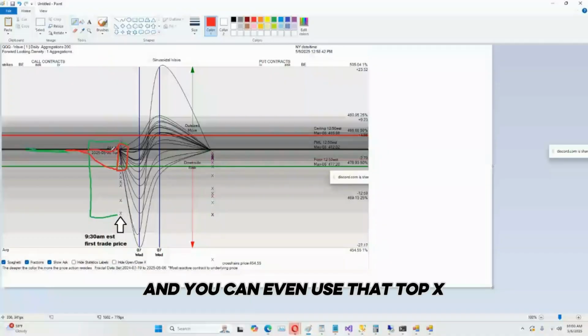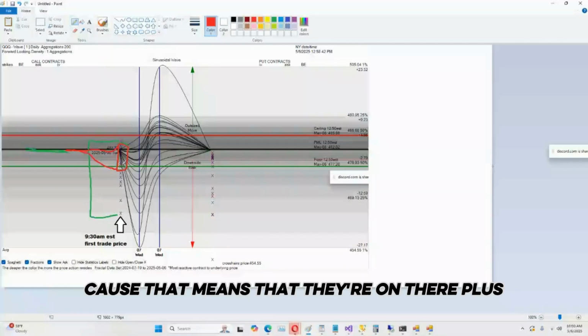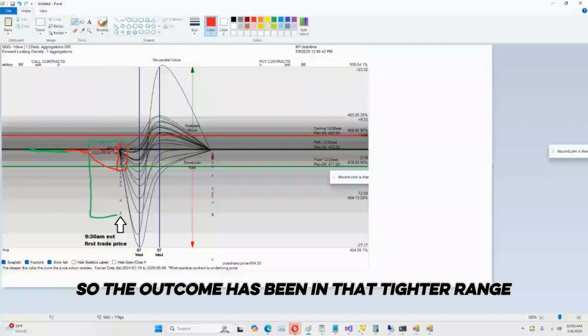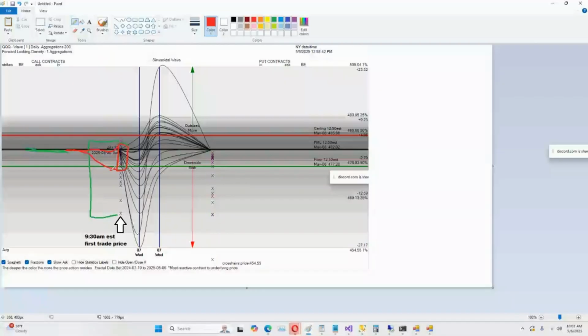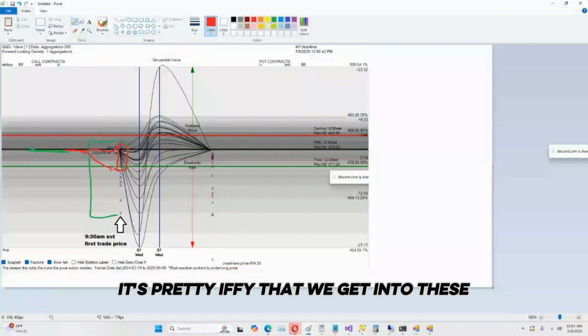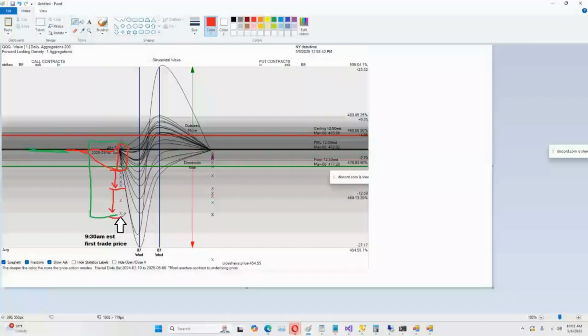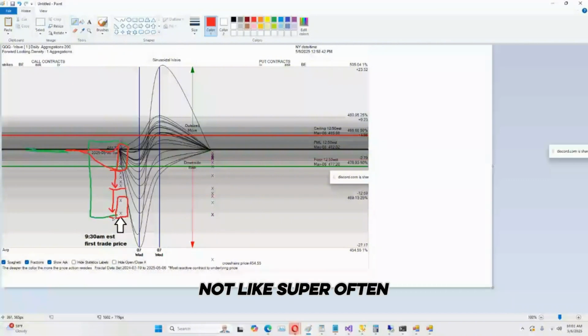And you could even use that top X, but I'm trying to see where these are closer, because that means the outcome has been in that tighter range. And then from there, we have from here down. And then from there, it's pretty iffy that we get into these right here. And it is within possibility that we get into here. It's not like super often.